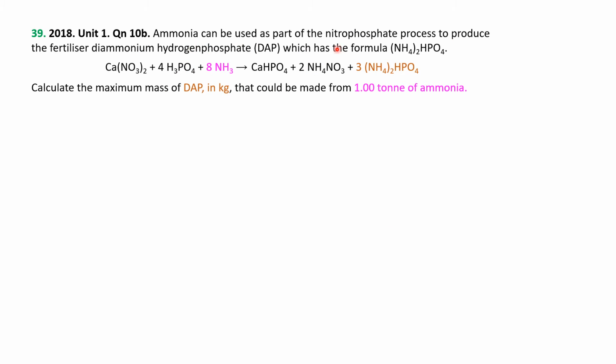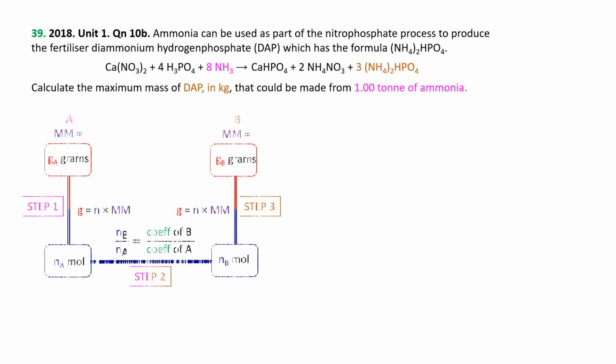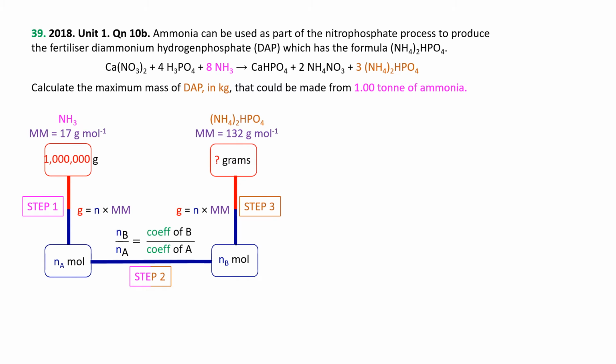Ammonia can be used as part of the nitrophosphate process to produce the fertilizer blah, blah, blah, which has the formula blah, blah, blah. So here's the equation, and I've already colored everything in. We know about the ammonia, told we got 1 ton of ammonia. We're asked about the mass of DAP, that's this stuff, in kilograms. So with the roadmap, what do we know about? We know about the ammonia, 1 million grams. And we're asked for the number of kilograms, or effectively grams on the roadmap, of the DAP here.